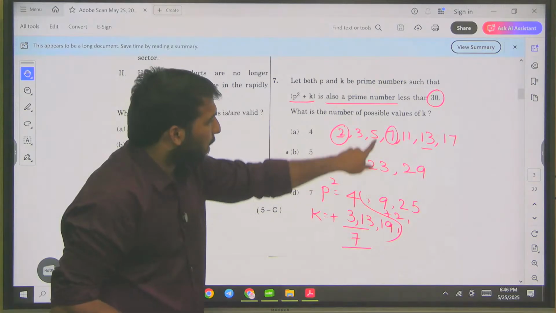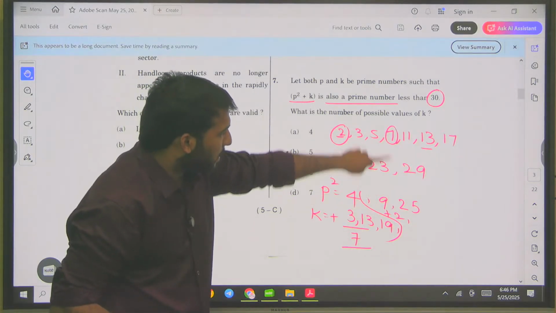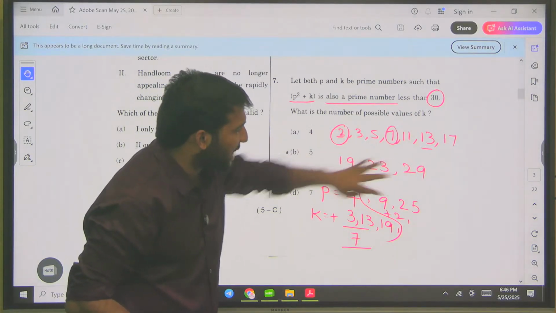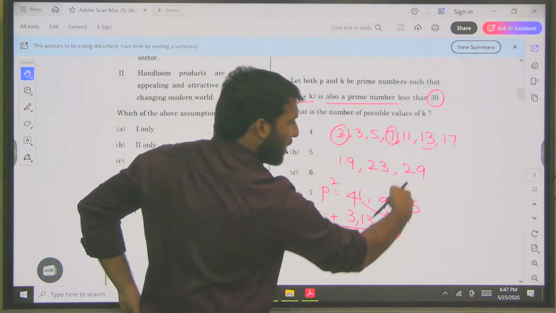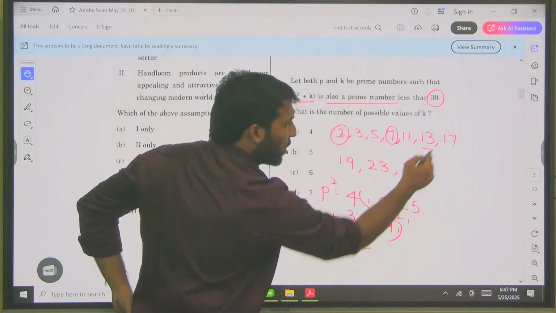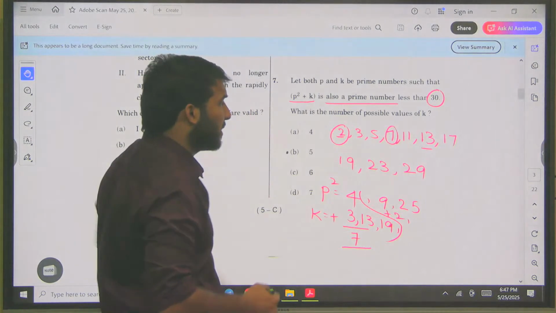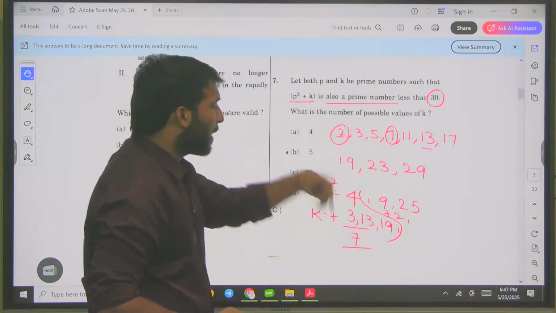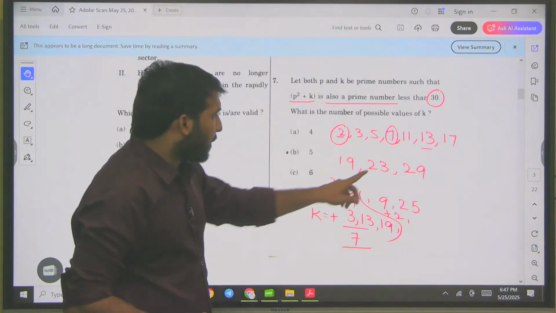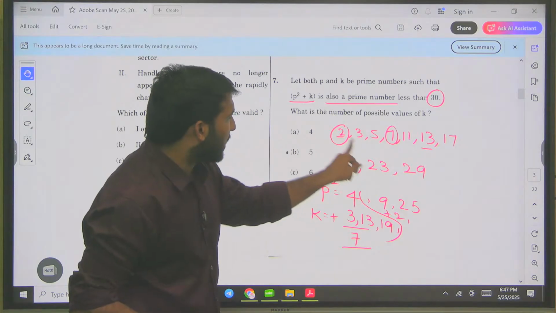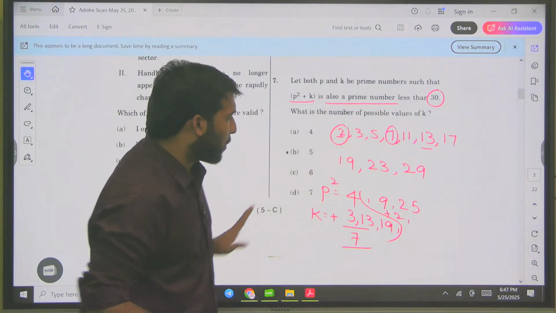Next, 13 plus 9, which is equal to 22, not possible. 17 plus 9, how much am I getting? 17 plus 9, 26. 19 plus 9, crossing my limit. Next, 23 plus 9, not possible.